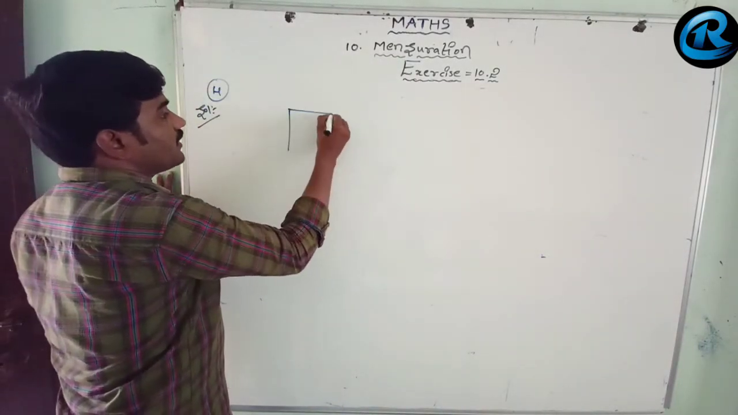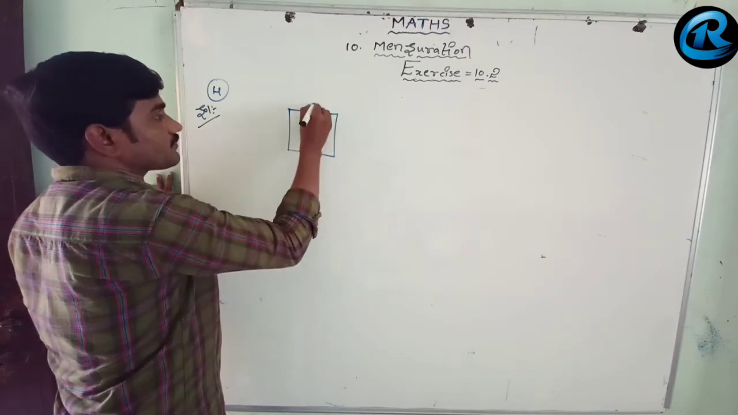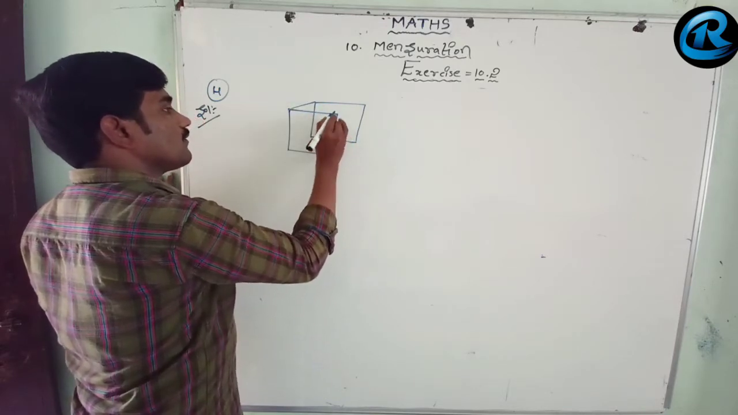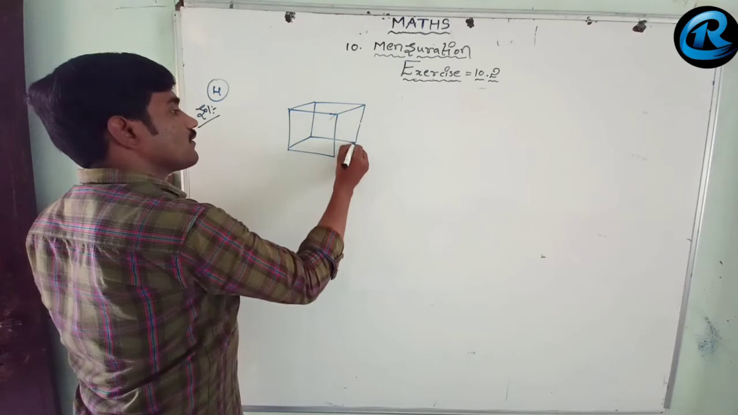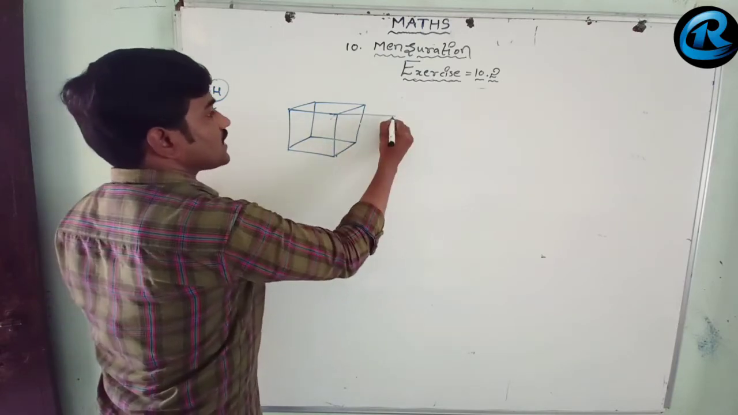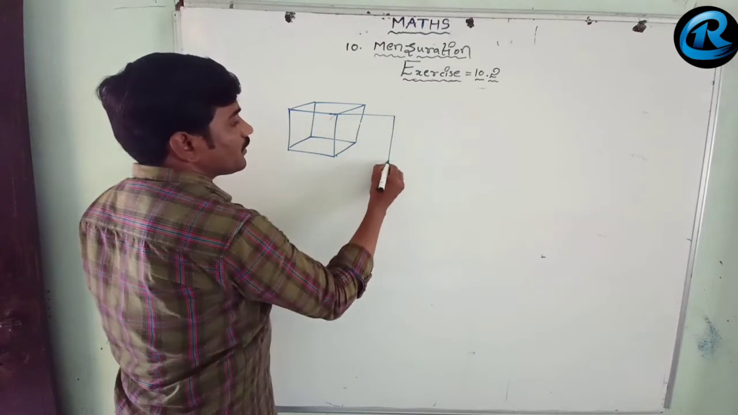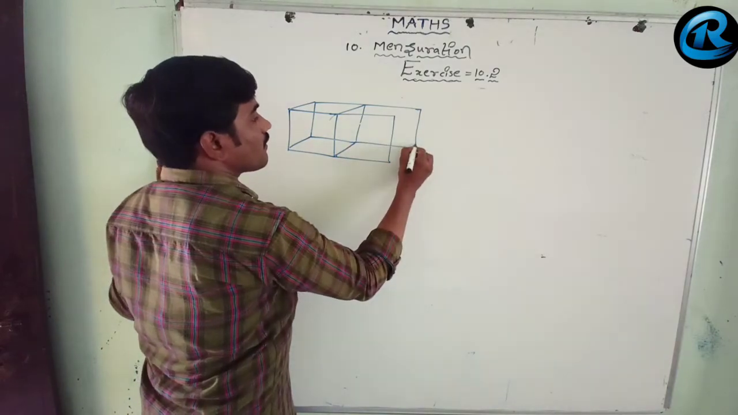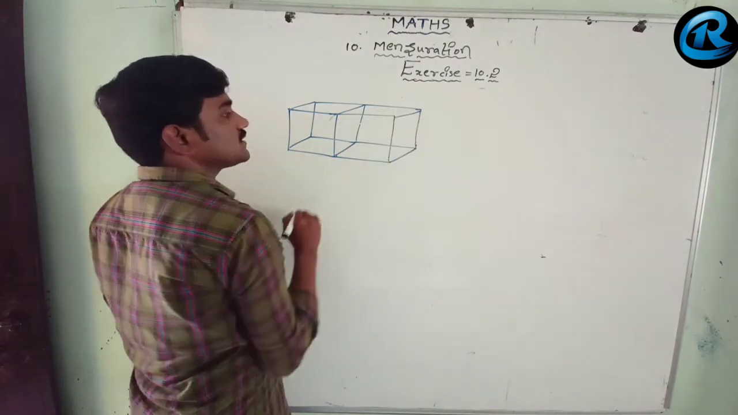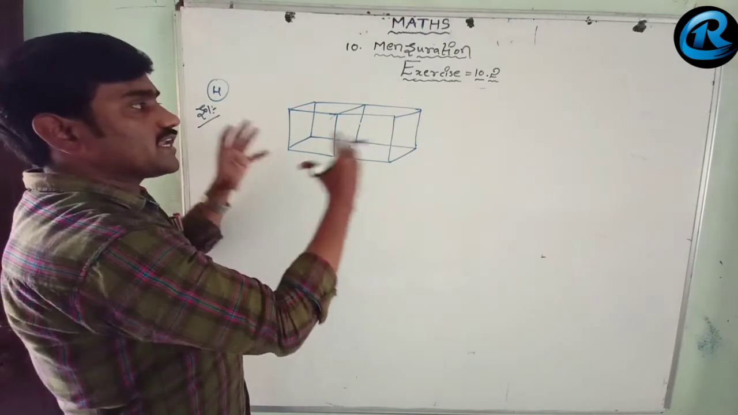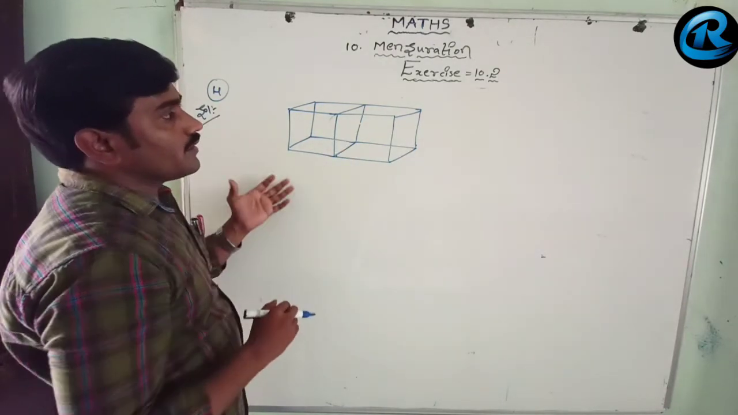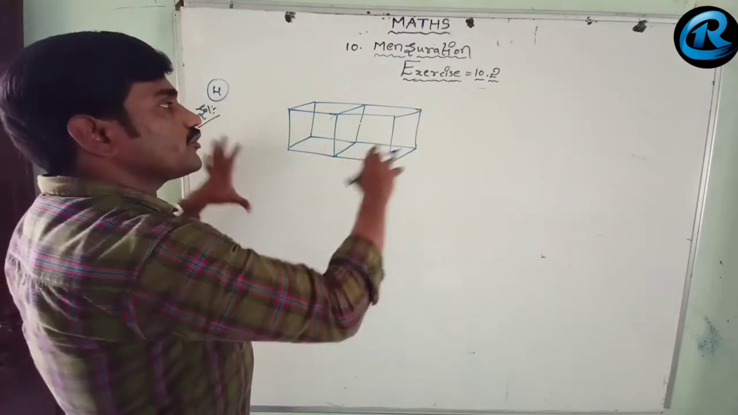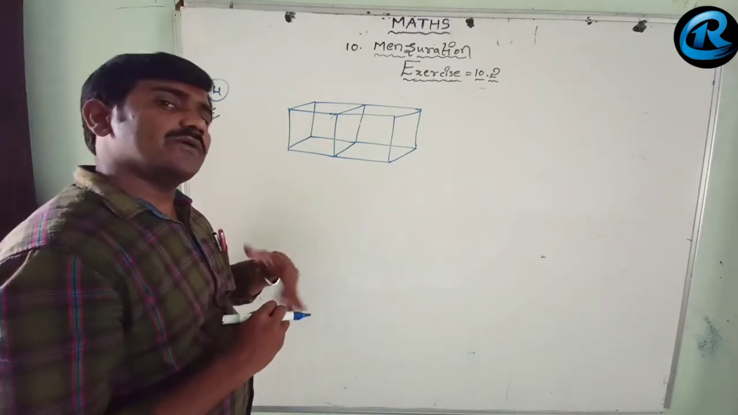Suppose we have one cube like this. Let us add one more cube. So what happens, you see, the two cubes are attached end to end. So the length increases and the breadth and height remain the same. Now it becomes a cuboid. When two cubes attach end to end, it becomes a cuboid.